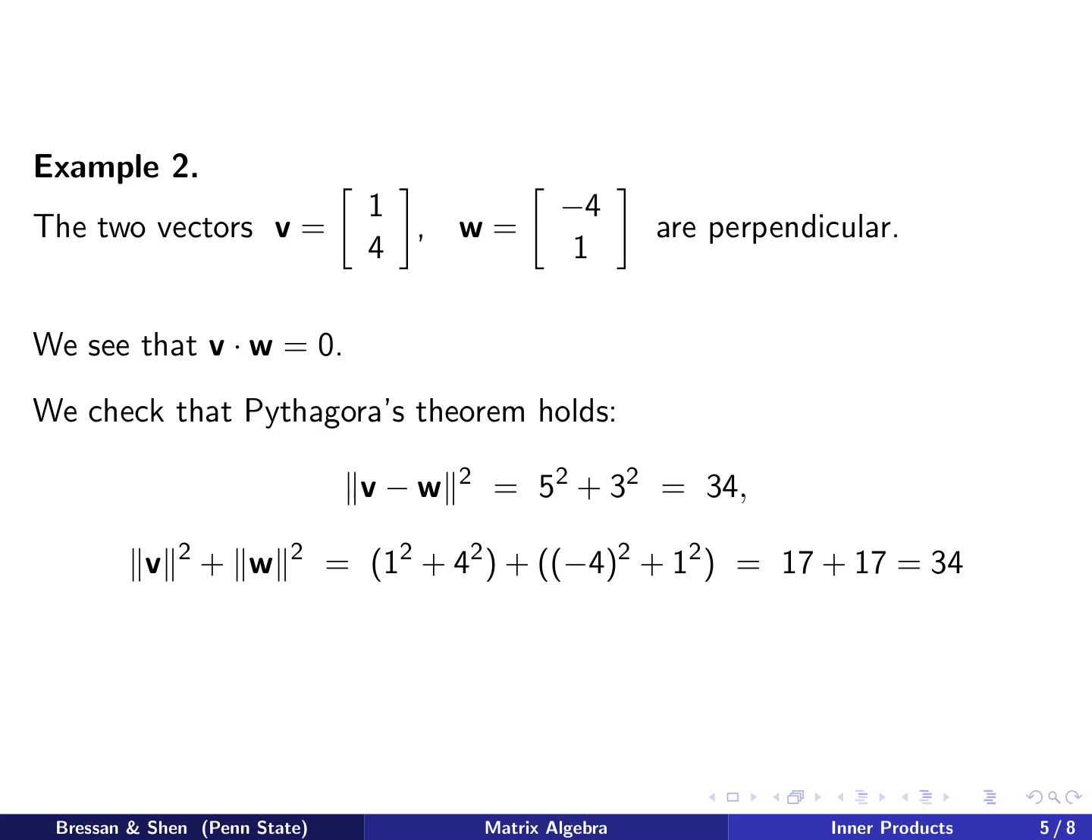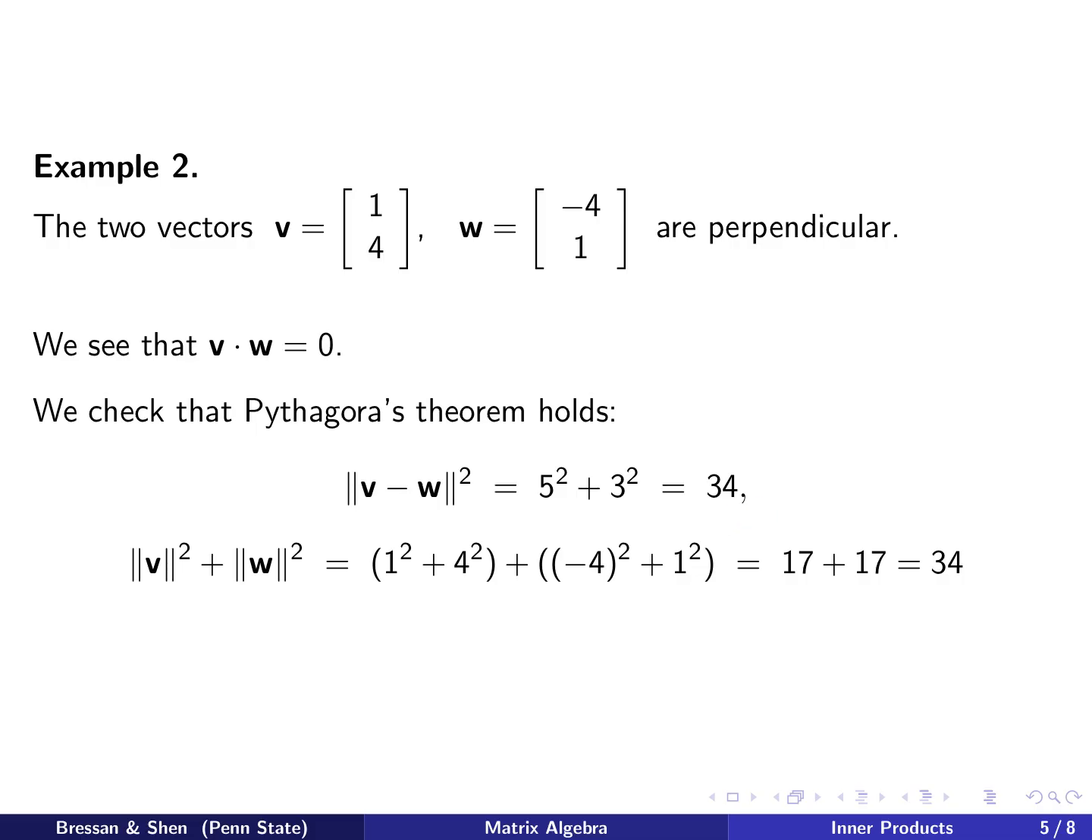Okay, and then we can also take the chance to verify the Pythagoras theorem. So let's first compute v minus w and the norm of it. So what's v minus w? Okay, that will be 1 minus -4, so you get 5 and the 3. So that will be 5 square plus 3 square. And you add them up, it's 34.